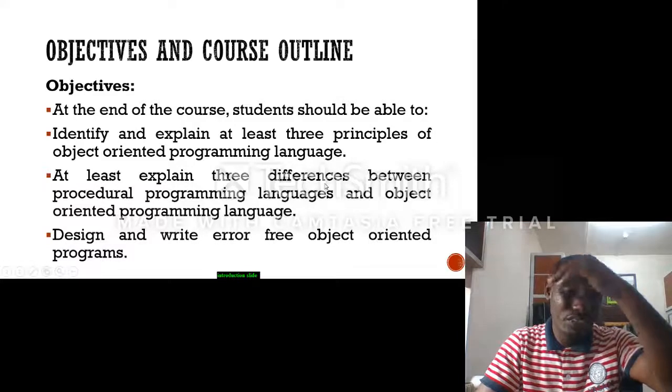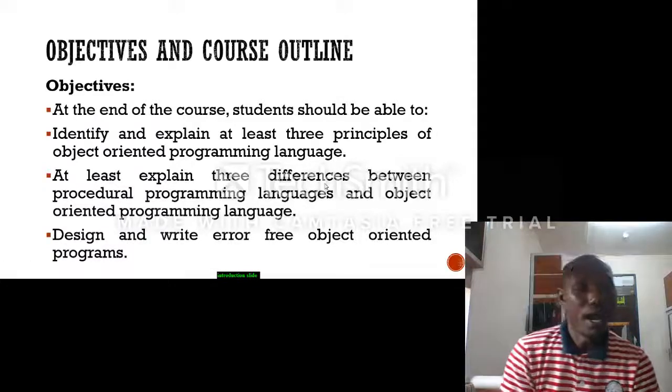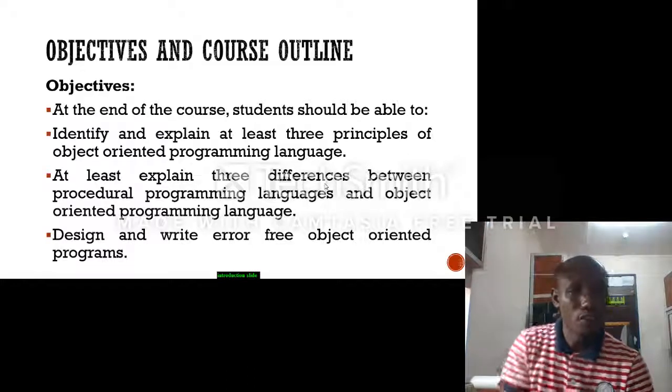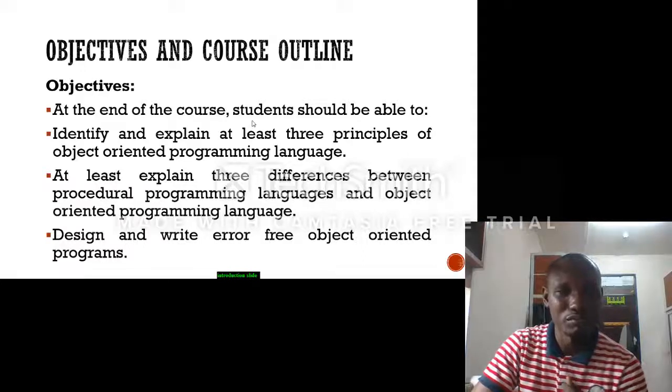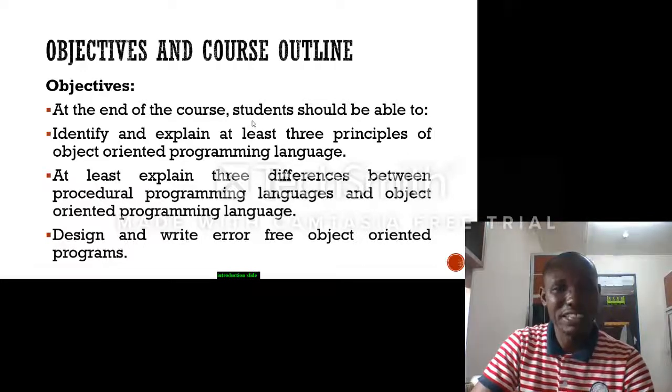All right, let's look at the objective and the course outline. We have about 2, 3, or 4 objectives. One of them is that at the end of the course, students should be able to identify and explain at least 3 principles of object-oriented programming language. Second, explain at least 3 differences between procedural programming language and object-oriented programming language. Finally, be able to design and write error-free object-oriented programs.